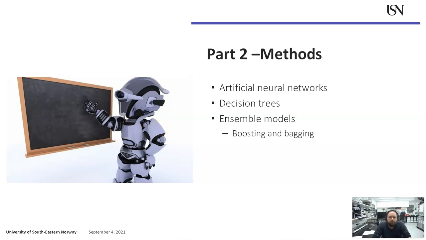So, in part two, I want to go over briefly some of the most used methods in machine learning, basically that of artificial neural networks and decision trees. And also I will say a little bit about some other sort of methods of machine learning, what's called ensemble models or boosting and bagging. These are techniques that can be applied to machine learning methods. So it's part of the methodology of machine learning.